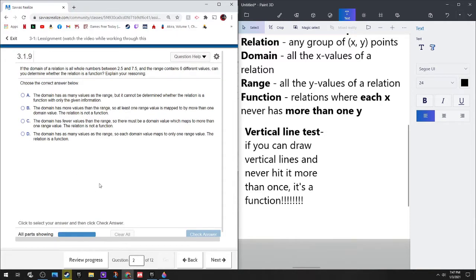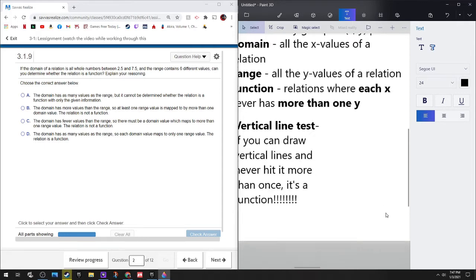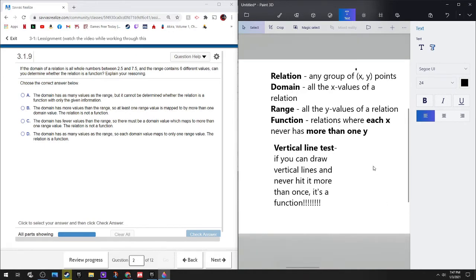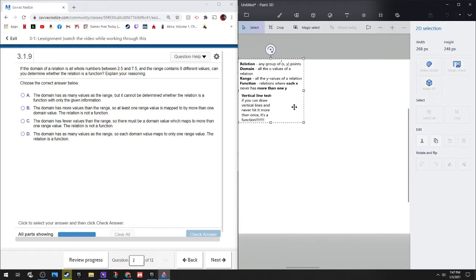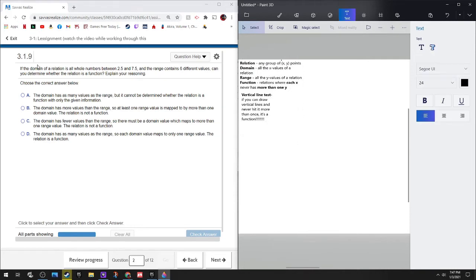Oh, right. I put this question on here so that I could talk about it. If I just gave this to you guys as a homework question, I think it'd be a little bit mean because there's a lot of words. But let's just select this stuff here and shrink it down just so we've got it. All right. If the domain of a relation is all the whole numbers between 2.5 and 7.5.